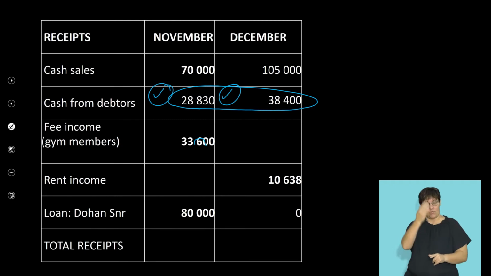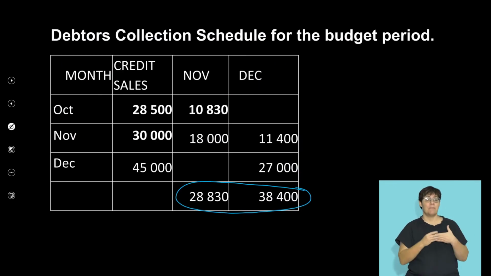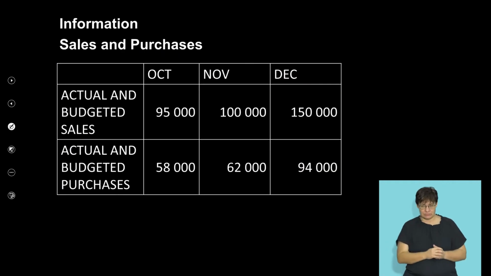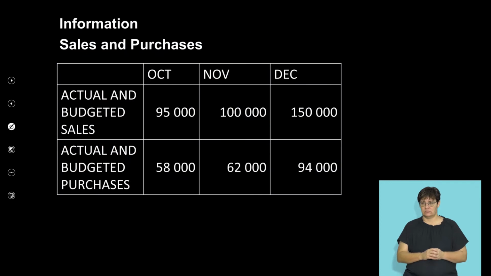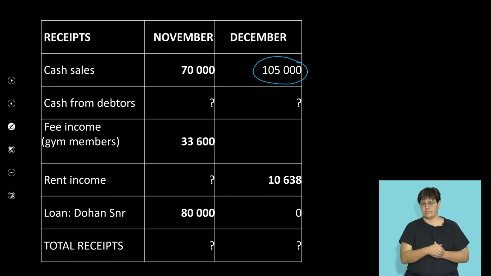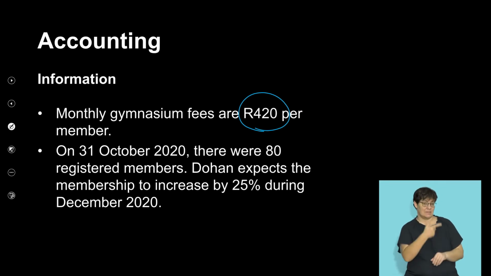The next item we have to work out, I think, is our income from gym members. Let's have a look at that. What was the missing figure? We had that one. Okay. So the next one we have here, they're telling you monthly gymnasium fees are 420 Rand per member. On the 31st of October 2020, there were 80 registered members. Duan expects the membership to increase by 25% during December.